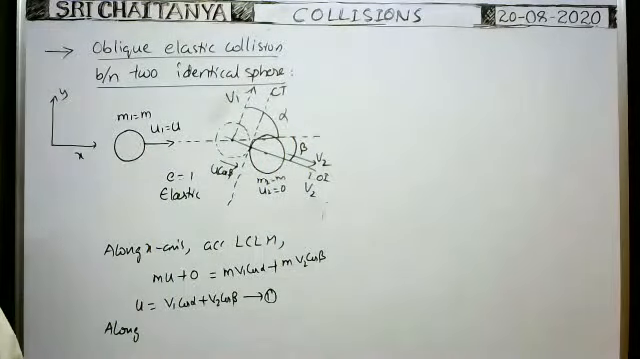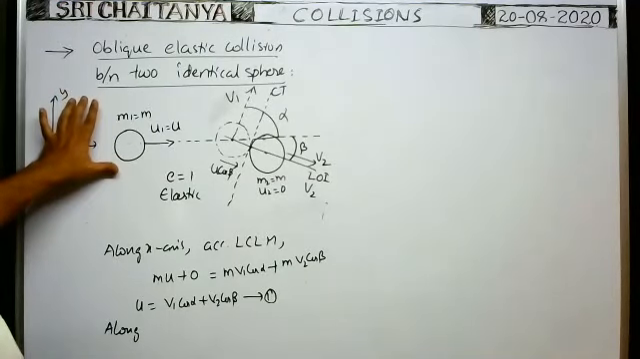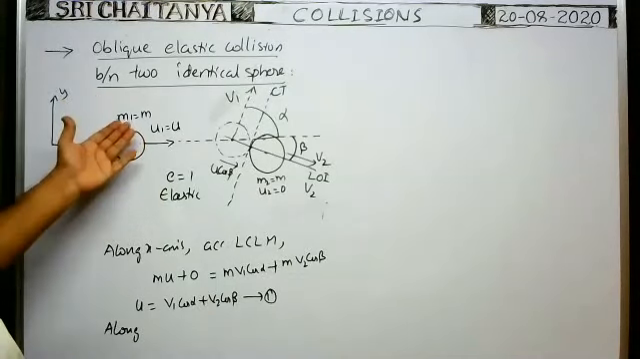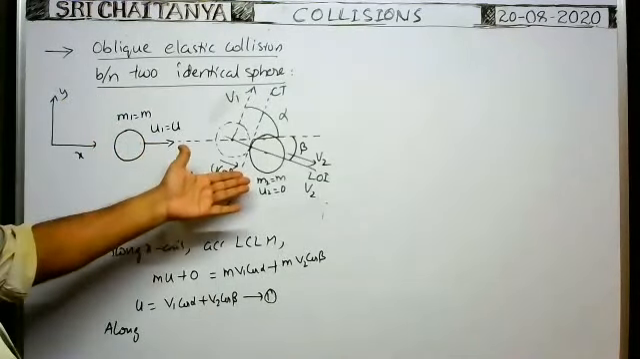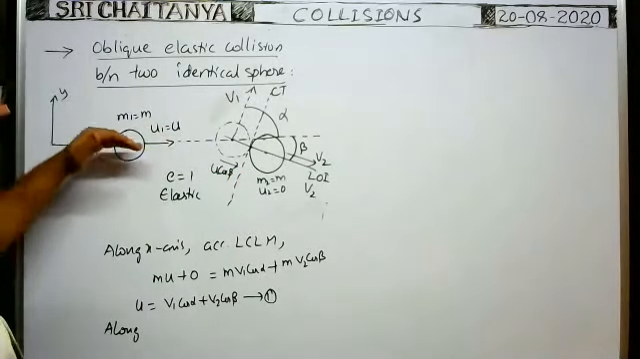Here we see an oblique elastic collision between two identical spheres. Both are identical, that's why their masses are equal: M1 is equal to M, M2 is equal to M. The first sphere travels with a velocity u along this direction.